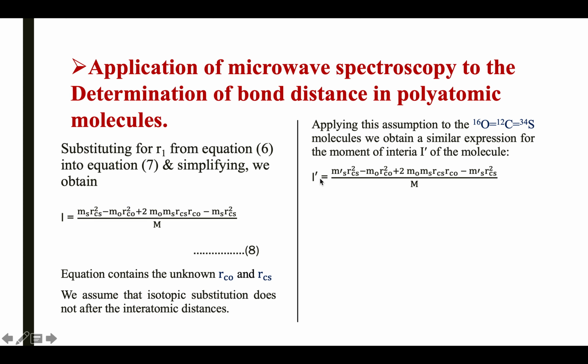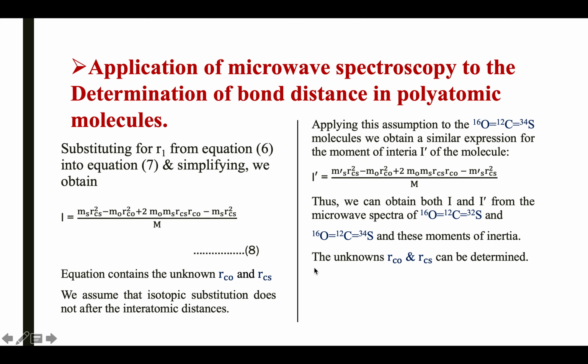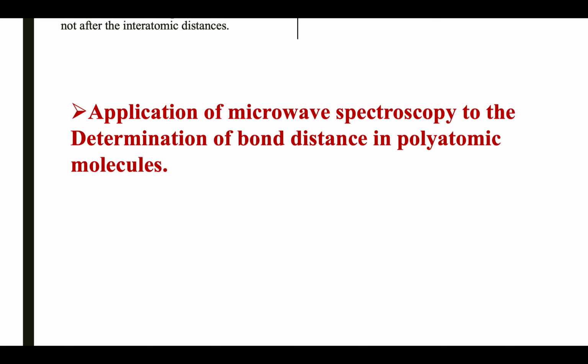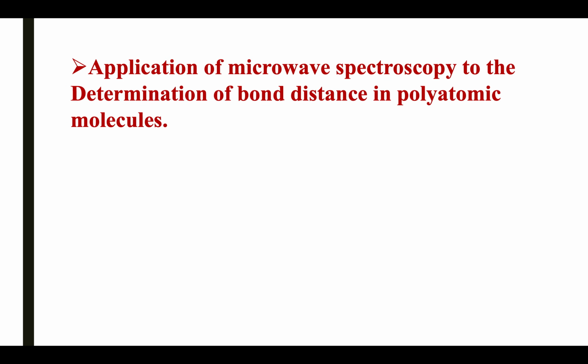So from that you will get one kind of moment of inertia. So here I and this is I dash. So two equations and two unknowns, that is RCO and RCS. So from that we can determine the RCO and RCS from these two equations for the same molecule. So only the moment of inertia we are going to change because of masses. Remaining all bond distances will be the same. That is our assumption. We are going to see the reported bond distances using microwave spectroscopy.